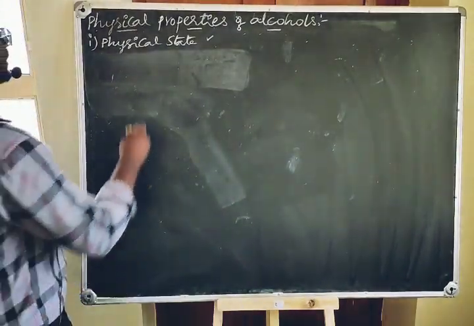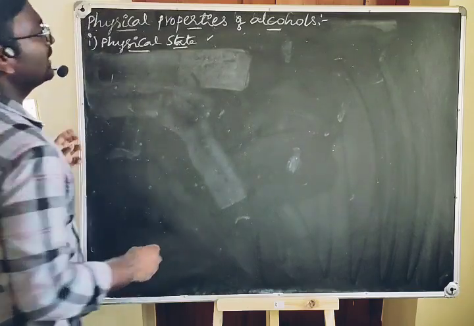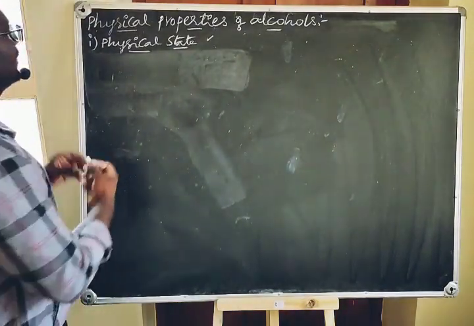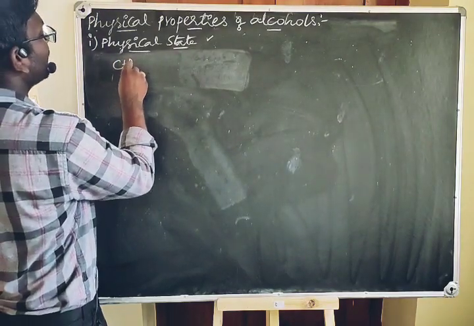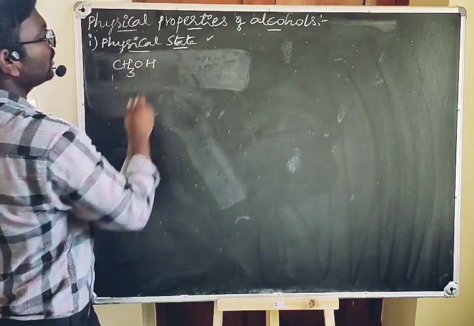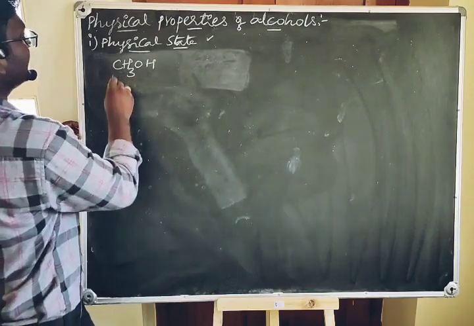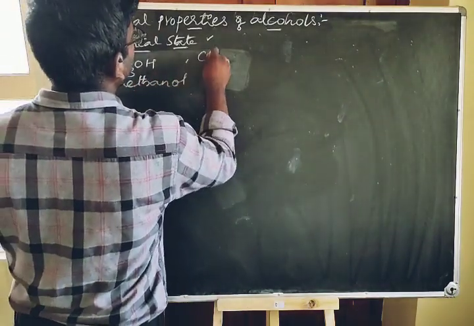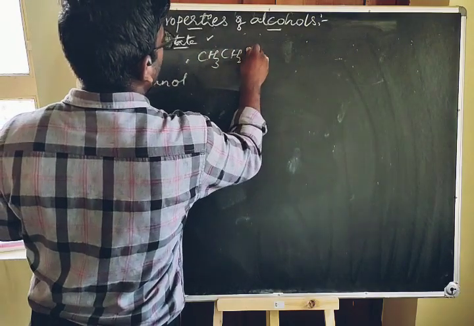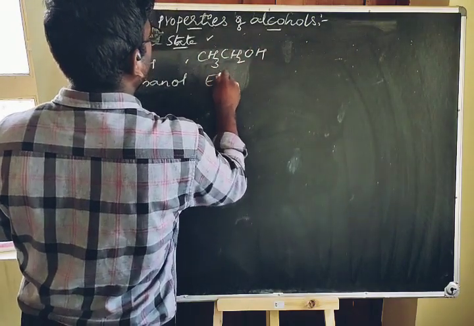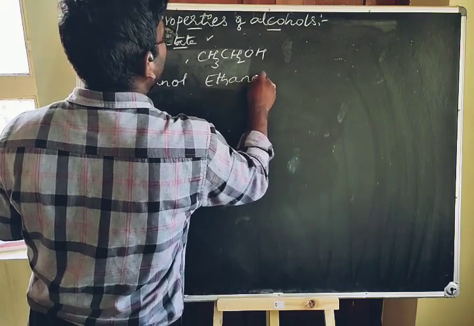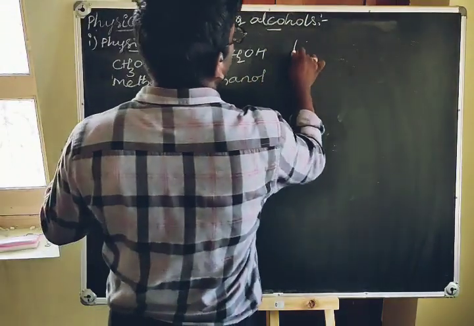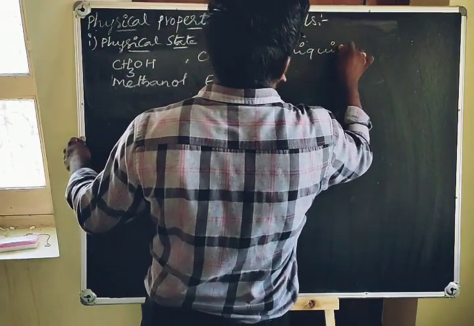When you take the members of the alcohols, what are the members of the alcohols? The first member is the one with one carbon atom, that is methanol. And the second member is CH3CH2OH. This is ethanol. These are all liquids at room temperature.